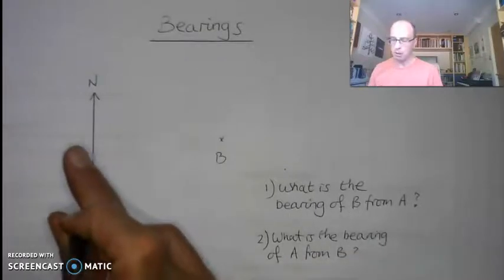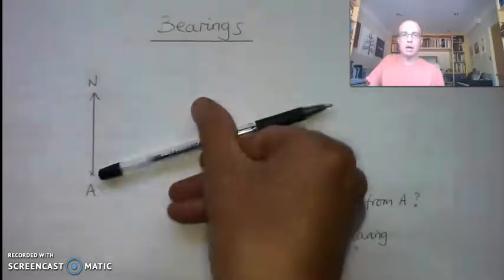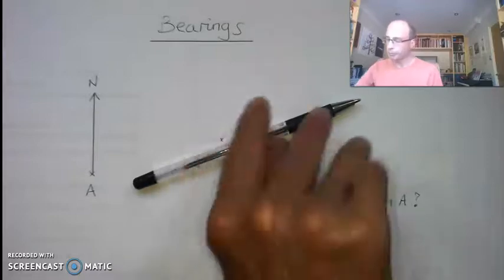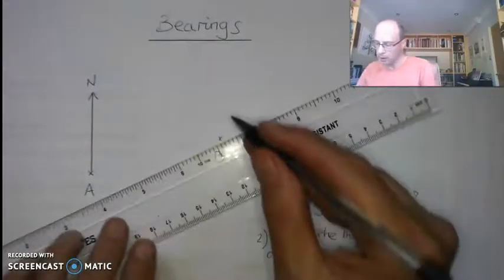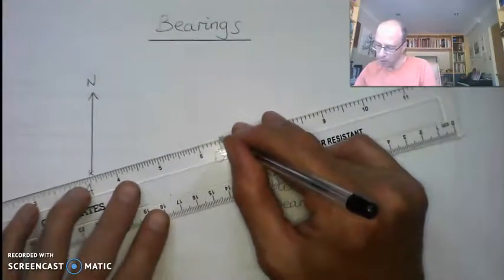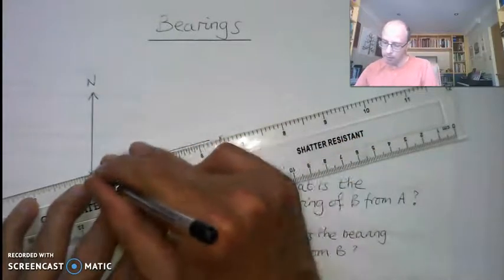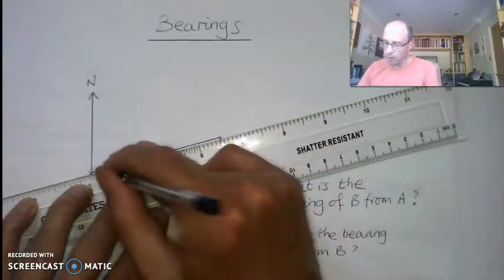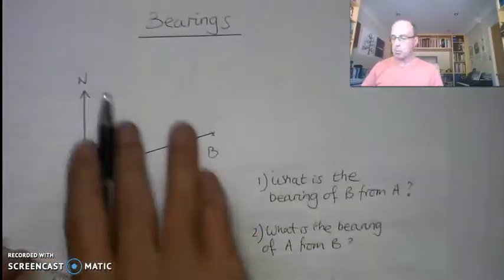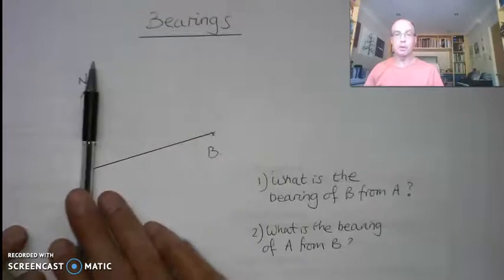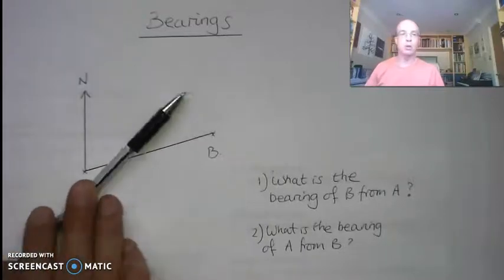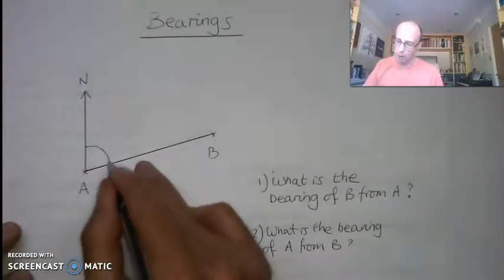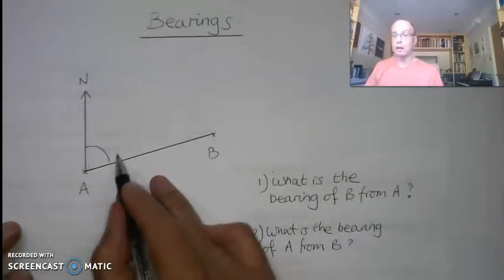So I'm starting from A and I want to know what direction I need to travel in to go towards B. So first things first, I need to connect up my points A and B, and that's not drawn very well there. There we go, that's a little bit better. And remember, I always measure my bearings from the north in a clockwise direction, so I'm looking for this angle here. So from the north in a clockwise direction, and I want to know what that angle is.